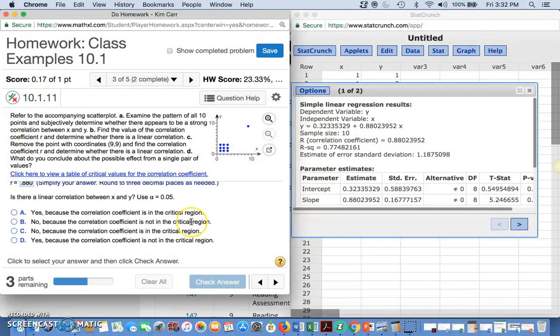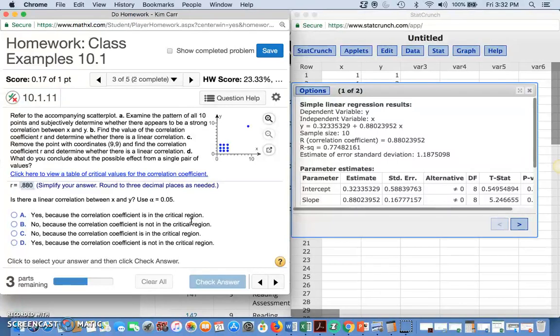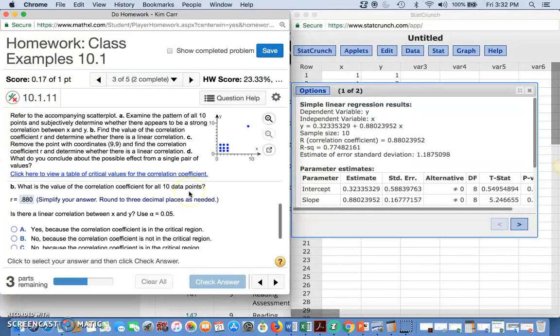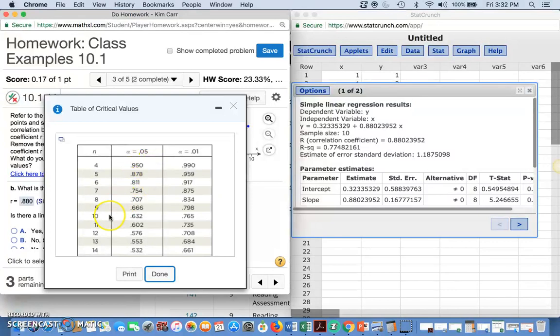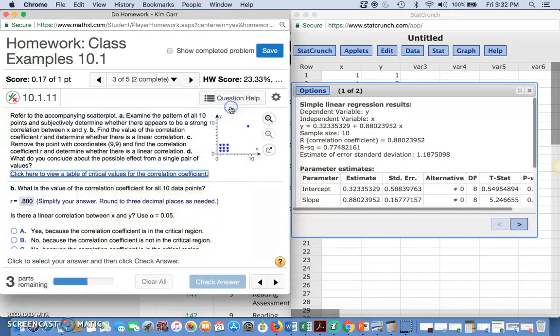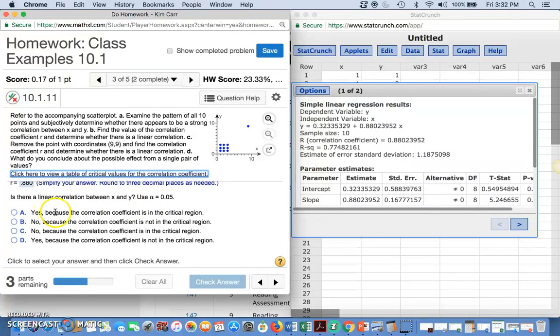Okay, now it says, is there a linear correlation between these? Before you can make that decision, you need to know how many points you had. You had 10. We'll go to the critical value at the 0.05. That's 0.632. So 0.632 compared with 0.880. This is greater than from the chart. You want it greater than the chart. So is there correlation? Yes, because the correlation coefficient is in the critical region.